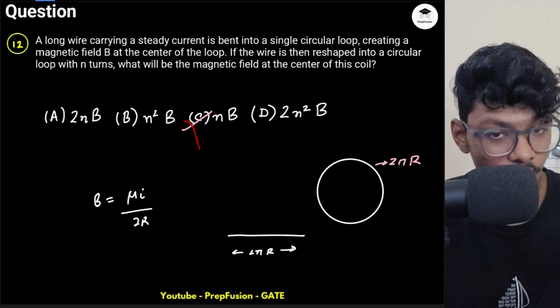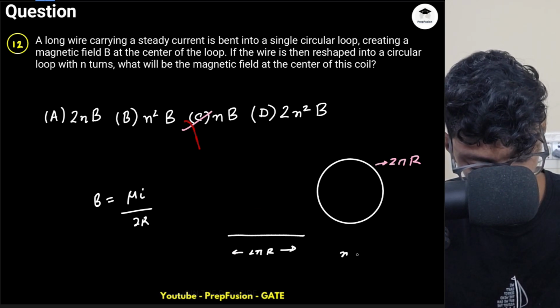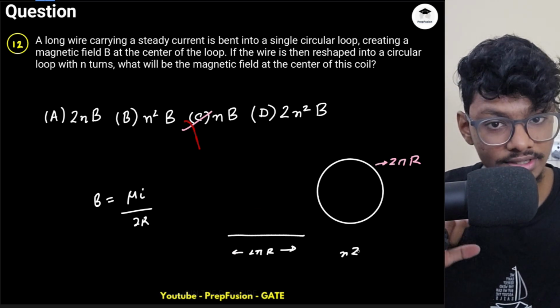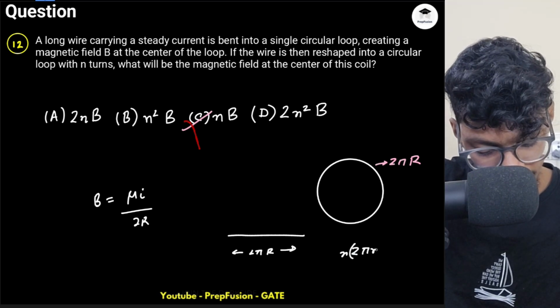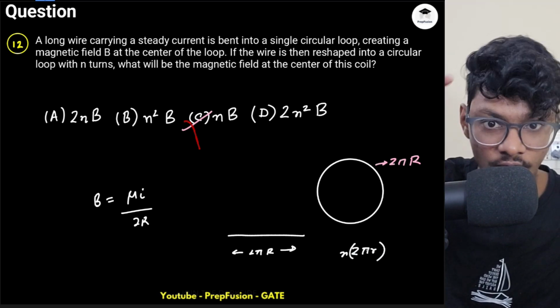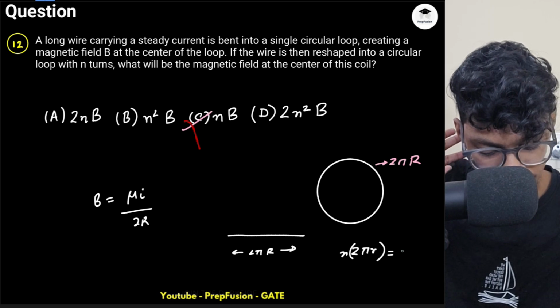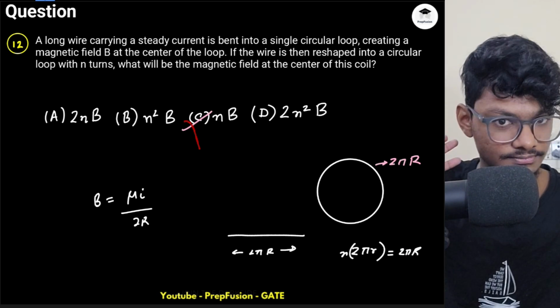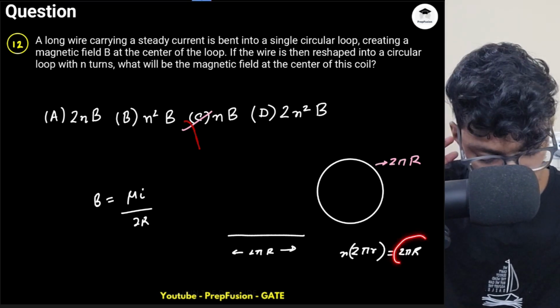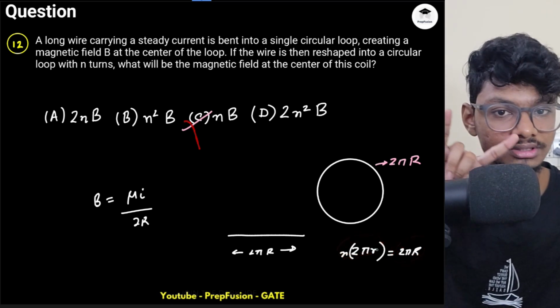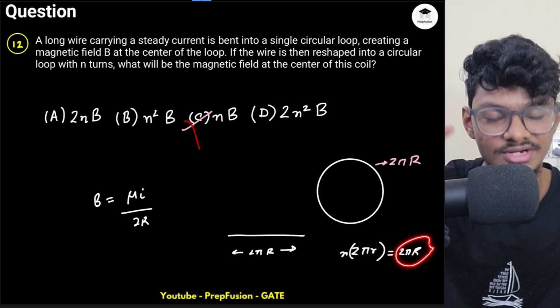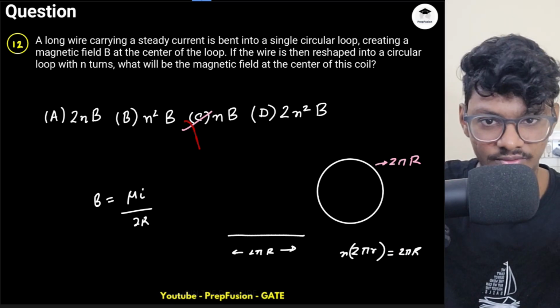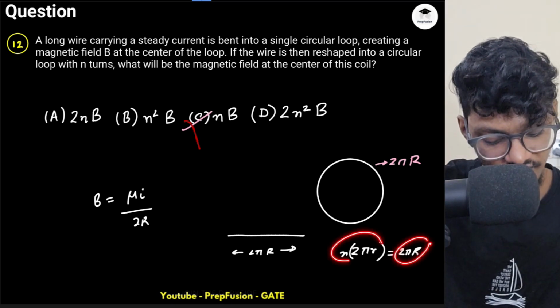So what will happen? What will be the total length of n circles? It will be n times 2 pi small r. This should be equal to 2 pi capital R. This is the total length and this is the total length. I'm equating the total lengths in both cases. In the first case, obviously the total length will not change, else I have to break the wire. So initial total length equals final total length.